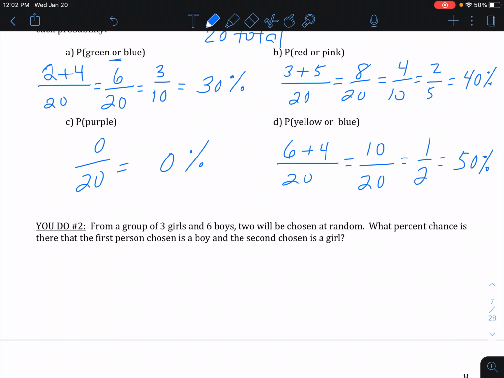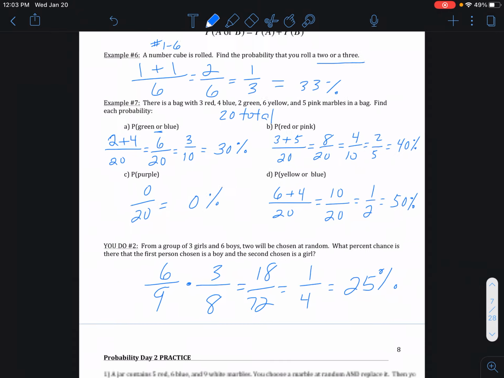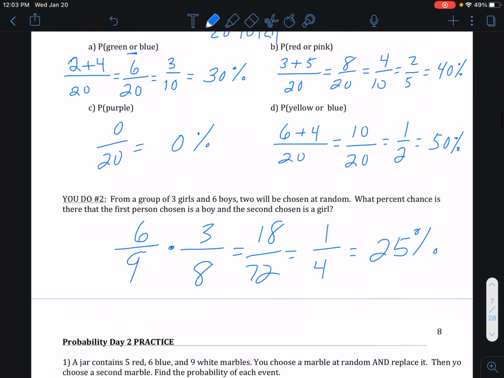So we're looking for what are the chances of a boy, then a girl. So the first fraction there are 9 people, 6 of them are boys. And then for getting a girl second, there's 8 people left over, 3 of them are girls. So we would multiply that together. We would reduce that, and that, of course, is 25%. So again, I apologize for the placement of this problem. This problem should have actually been along with the first page when you're having 2 things in a row.